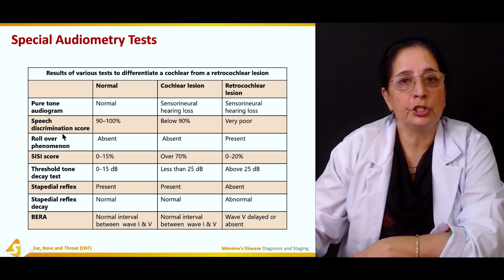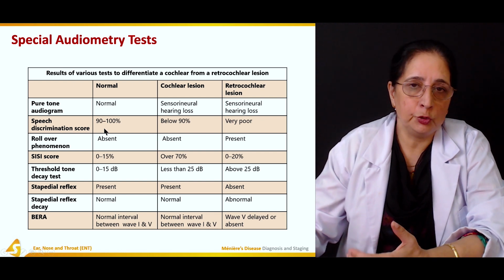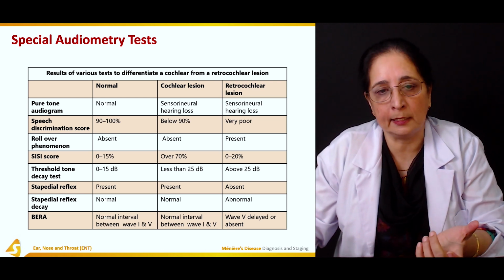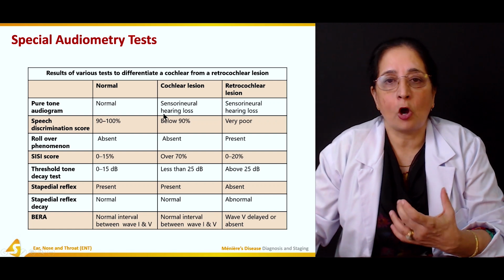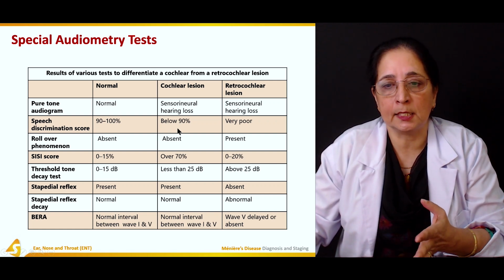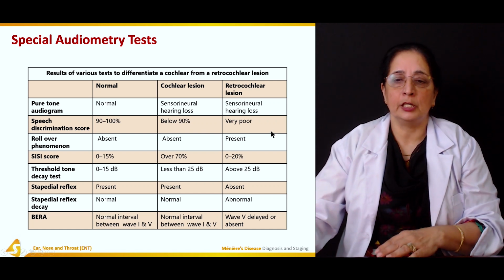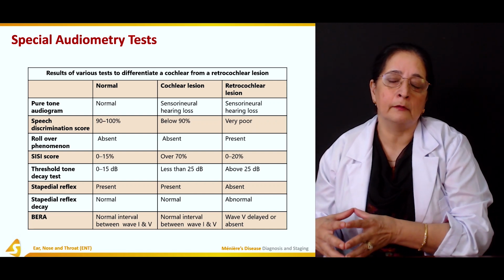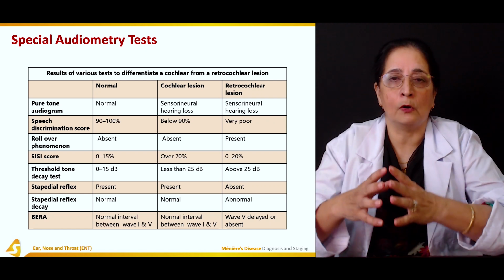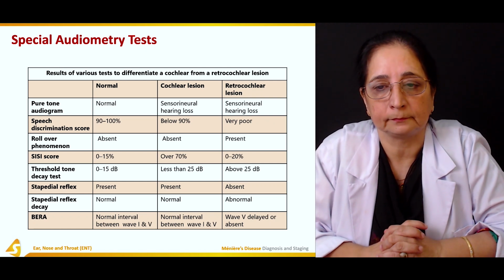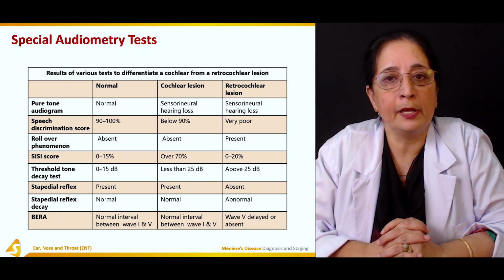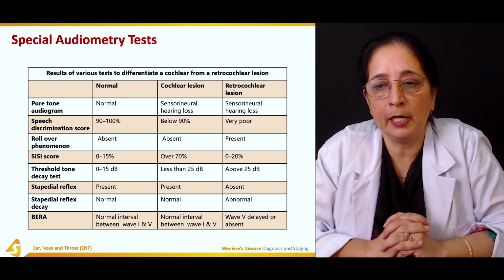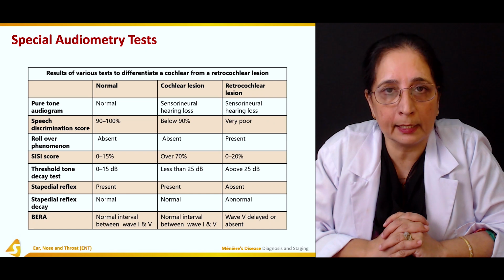Speech discrimination score in normal is 90 to 100%, should be about perfect, maybe with a few little mistakes. In a cochlear lesion it's below 90%, and in a retrocochlear lesion it's very poor. In a retrocochlear lesion, mainly the 8th cranial nerve, the vestibulocochlear nerve, is involved, so it is very, very poor. Then the rollover phenomenon is absent in normal, absent in cochlear lesion, and present in retrocochlear lesion.